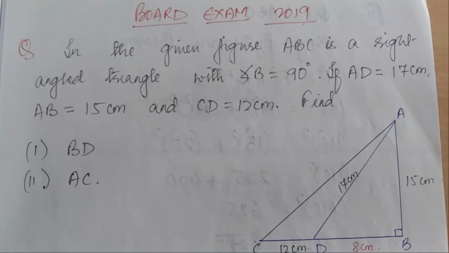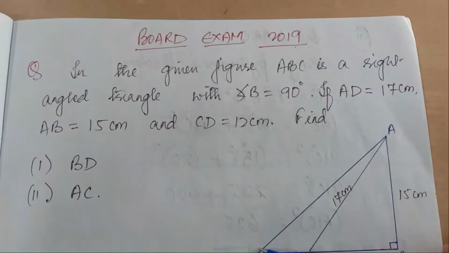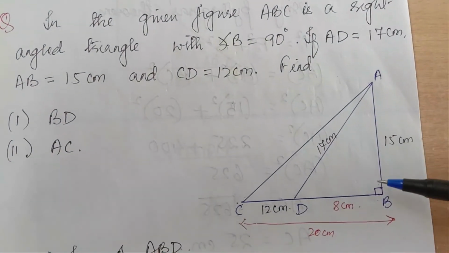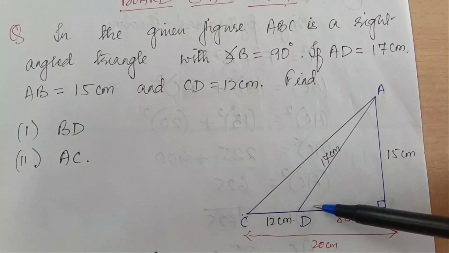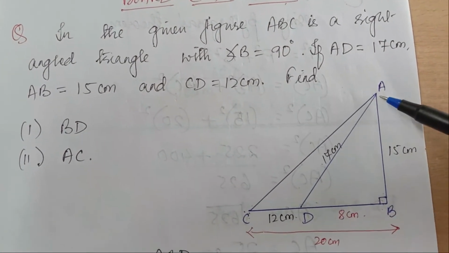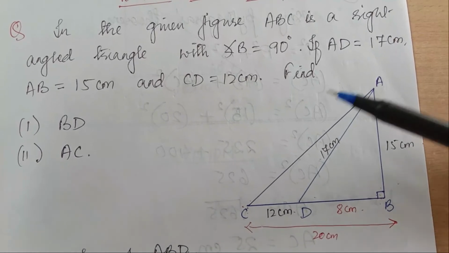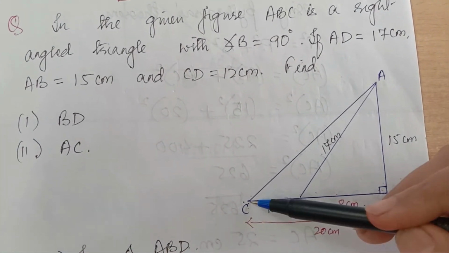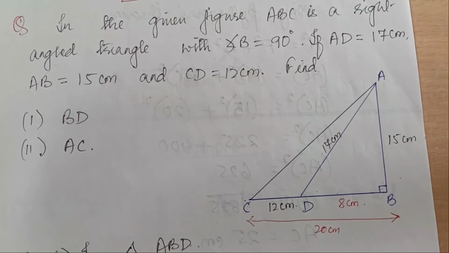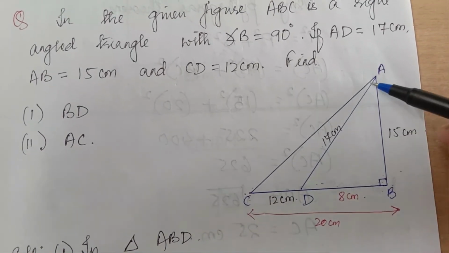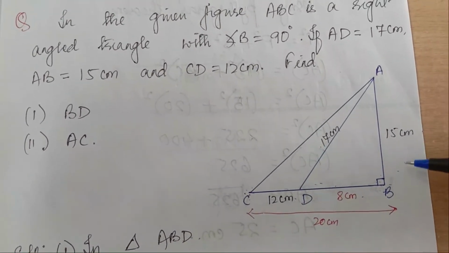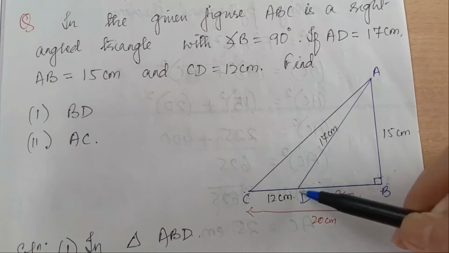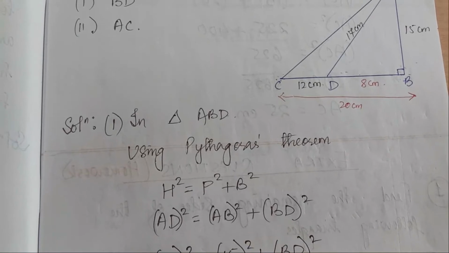So in the given figure, ABC is a right angle triangle with angle B is 90 degree. This angle is 90 degree and AD is 17 centimeter, AB is 15 centimeter and CD is 12 centimeter. You have to find BD and AC. So here we have two right angle triangles, ABD and ABC. Here the perpendicular is given, so we can easily find the base by using triangle ABD.